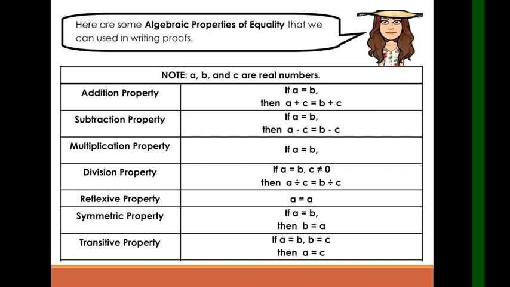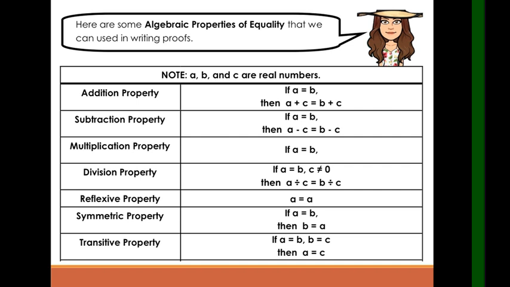So we have addition property. If A equals B, then A plus C is equal to B plus C. Subtraction property, if A equals B, then A minus C is equal to B minus C. Multiplication property, if A is equal to B, then A times C is equal to B times C. Division property, if A is equal to B such that C is not equal to 0, therefore A divided by C is equal to B divided by C.